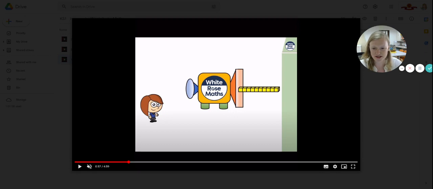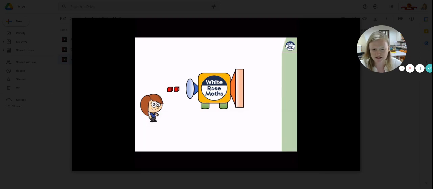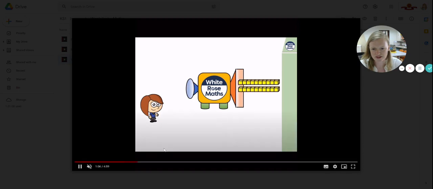What do you think might happen if she puts 2 1s in? What is 10 times bigger than 2 1s? Let's see. Here they go. Out they've come. That's right. 2 10s or 20.